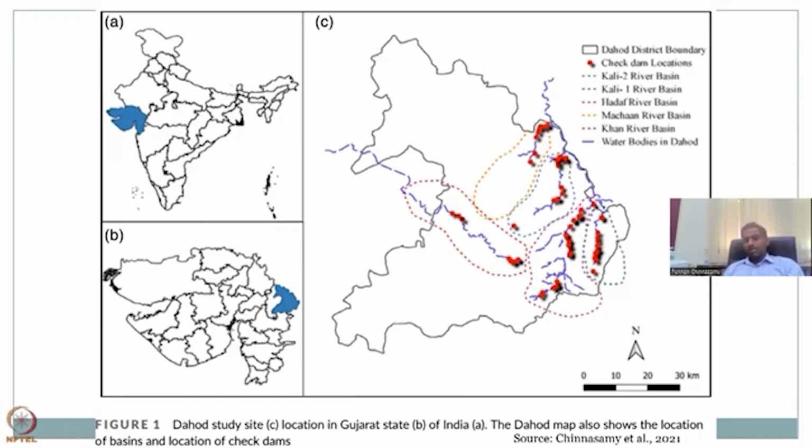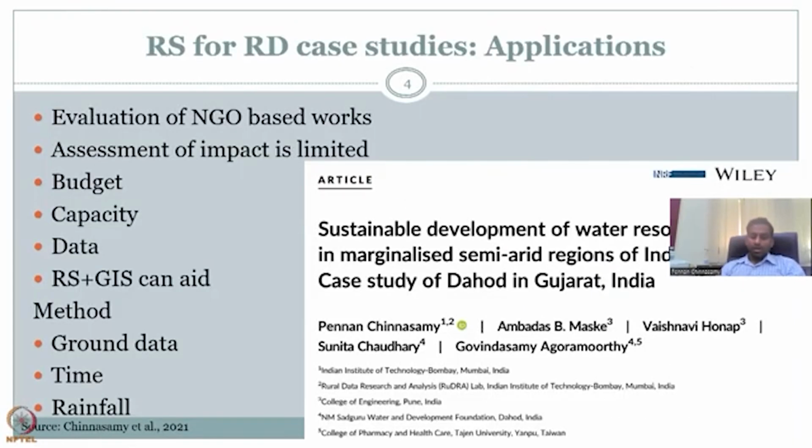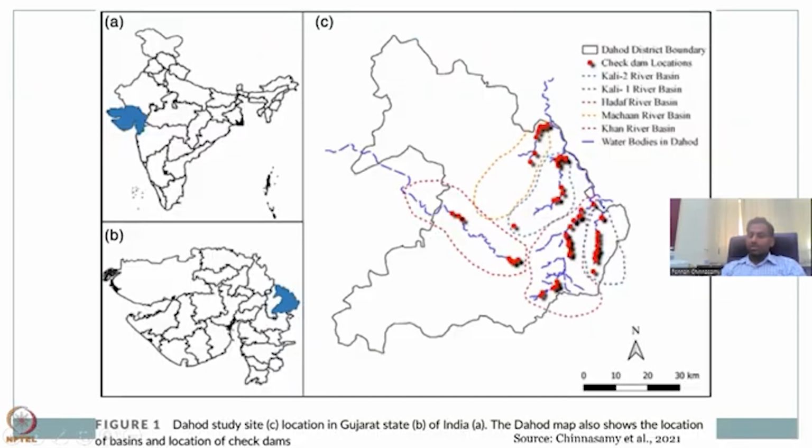So the idea here is the NM Sadhguru Foundation, the foundation is called NM Sadhguru Water and Development Foundation, Dahod. They invested a lot of time in getting budgets for building check dams, and then they built the check dams for the farmers. They didn't stop there. Their model is one level higher, where they formed village communities to use and manage the check dams through lift irrigation systems and other things.